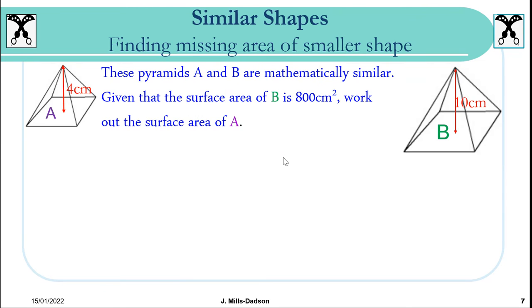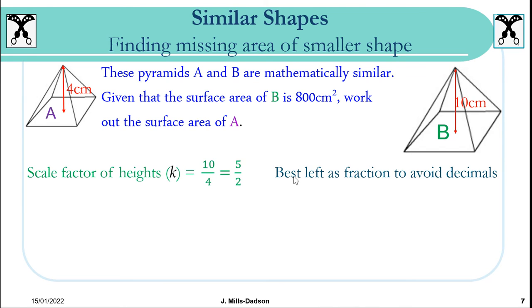What about the reverse? The area of a smaller shape. So we have two pyramids, A and B. The height of each is given, and the surface area of the bigger one is 800 cm squared. We want the surface area of the smaller one. Use two known corresponding sides to work out the scale factor, and obviously it is our K.